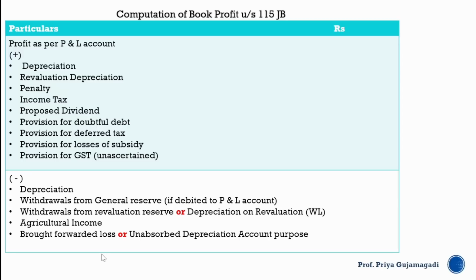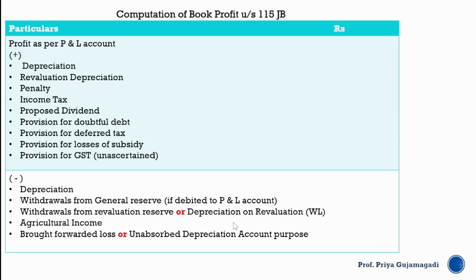Withdrawal from revaluation reserve: if it is in a total income calculation, directly we will take the amount of the revaluation reserve. But while calculating book profit, we have to compare that with the depreciation on revaluation. So withdrawal from revaluation reserve or depreciation on revaluation, whichever is less, that we have to take. Again, listen to this: withdrawal from revaluation reserve or depreciation on revaluation, whichever is less.